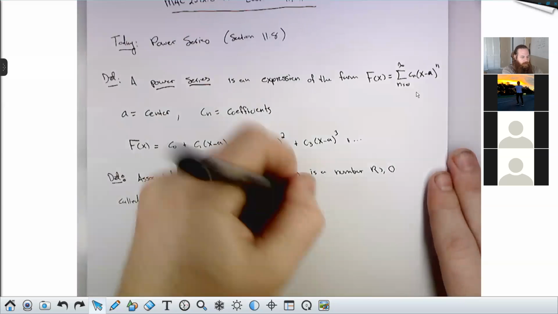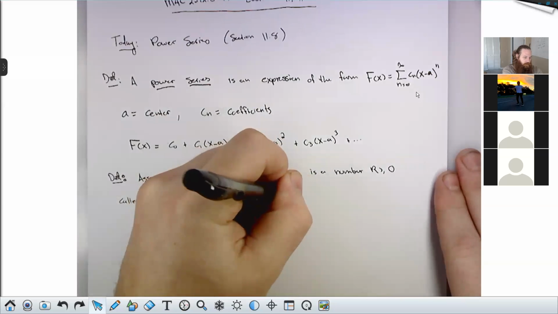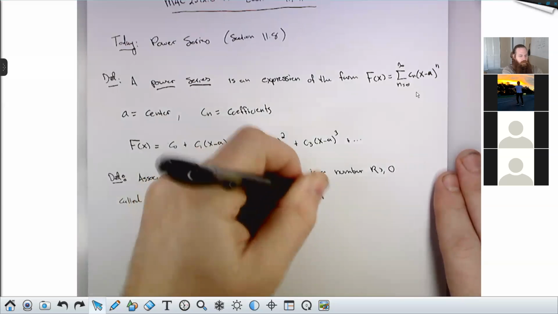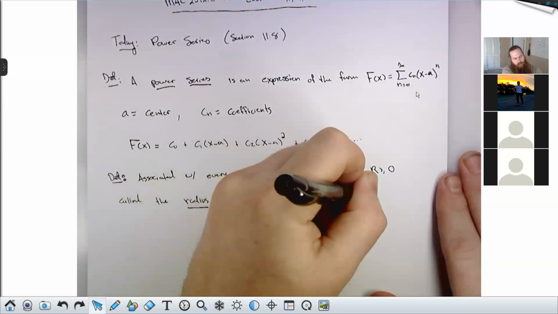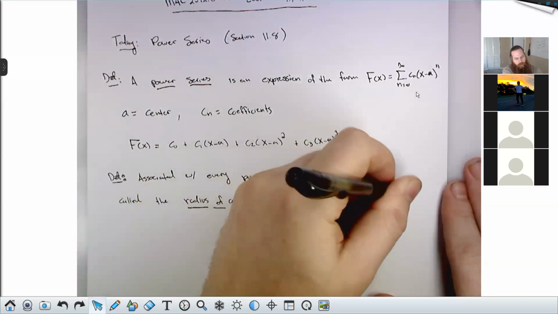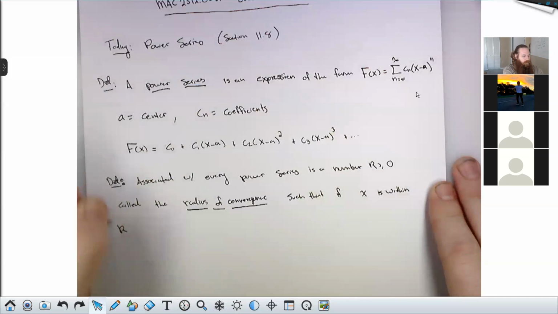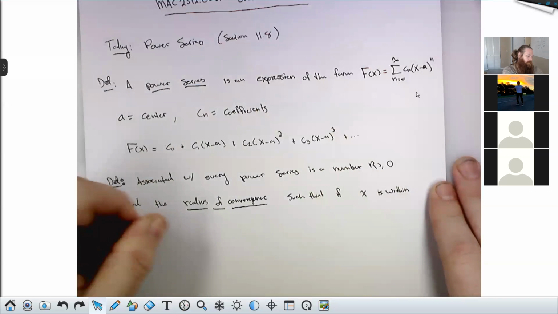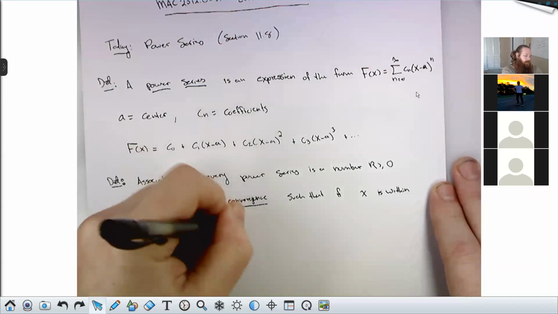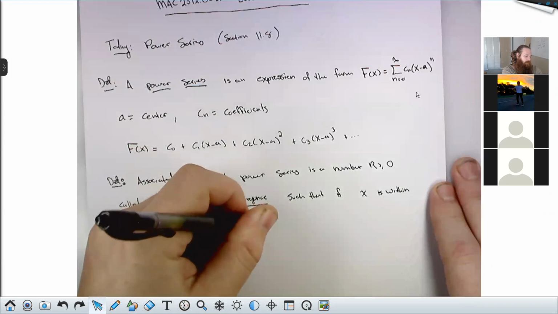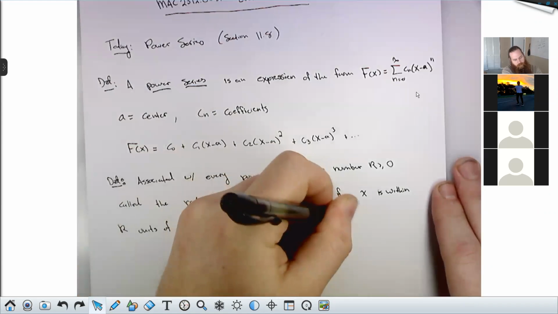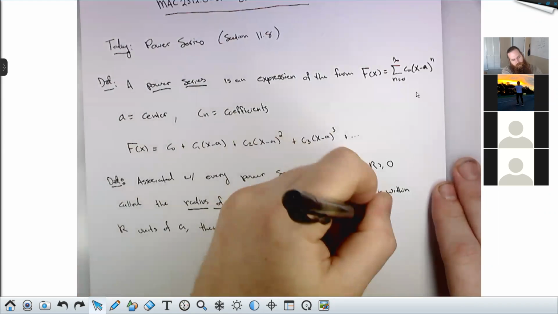And the idea here is that such that if x is within R units of the center, then the power series converges absolutely.